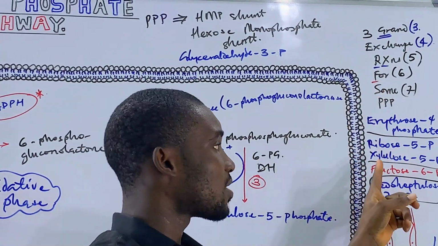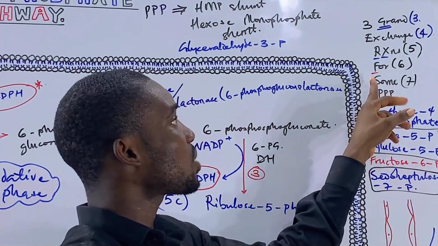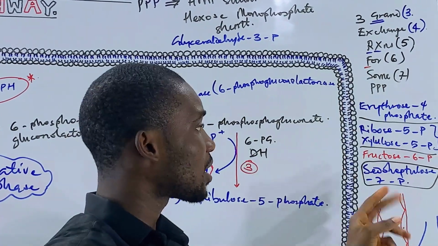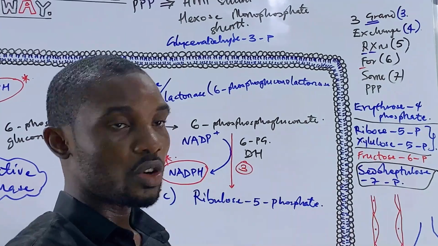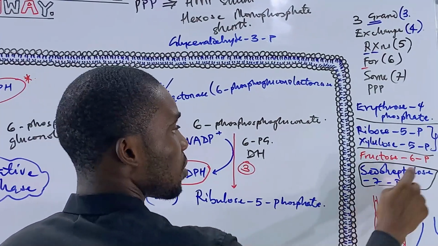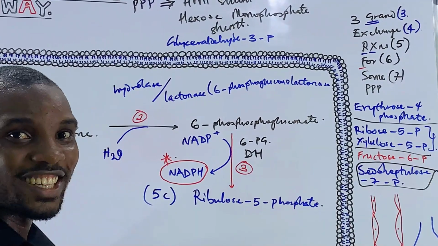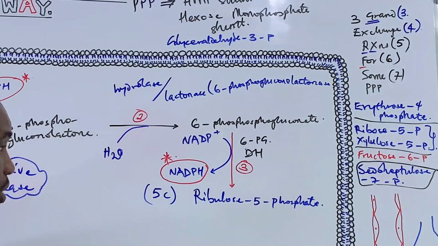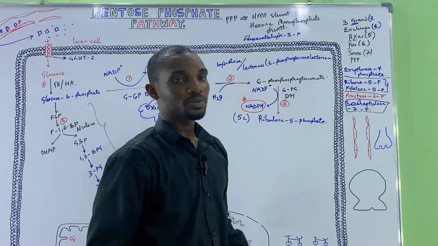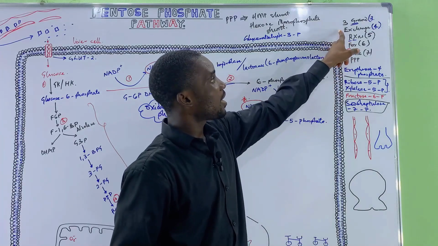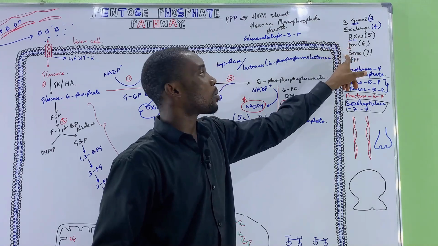That's your ribose 5 phosphate and xylulose 5 phosphate. Then the next one is the F, which is fructose. That's for the 6. And then sedoheptulose 7 phosphate. Always remember that the number is represented over here. Coincidentally. That's good, right? So I'll show you how to use this mnemonic henceforth. So we have 3 grand exchange reactions for some PPP.